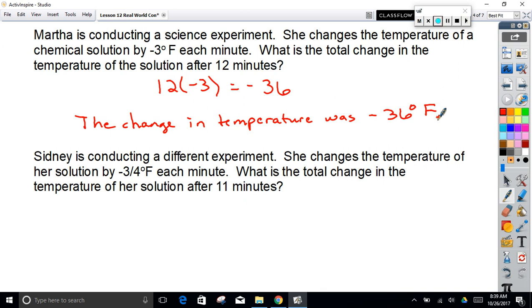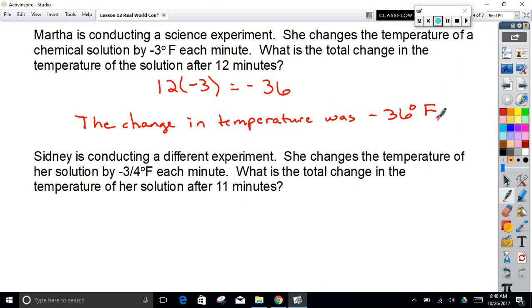Okay, now let's look at a similar problem using fractions. Sydney is conducting a different experiment. She changes the temperature of her solution by -3/4 degrees Fahrenheit each minute. What is the total change in the temperature of her solution after 11 minutes?